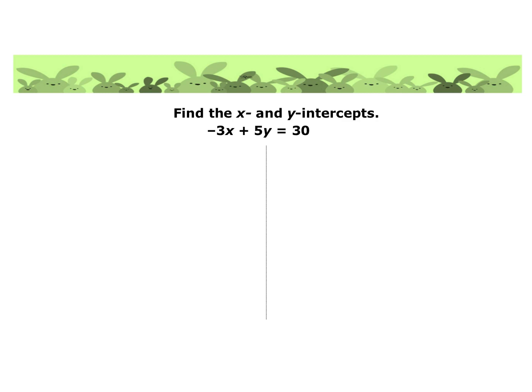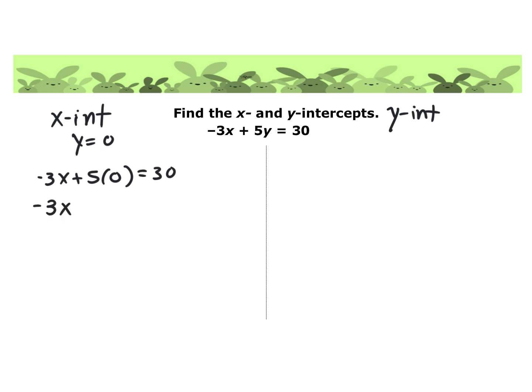So to find the x and the y-intercepts, let's say we're going to find the x-intercept on the left, and then the y-intercept on the right. To find the x-intercept, we set the y equal to 0. So we're going to start with -3x plus 5 times 0 equals 30. So -3x plus 0 equals 30. We're going to get rid of that 0. -3x equals 30. Divide by -3, divide by -3, and we get that x is equal to -10.